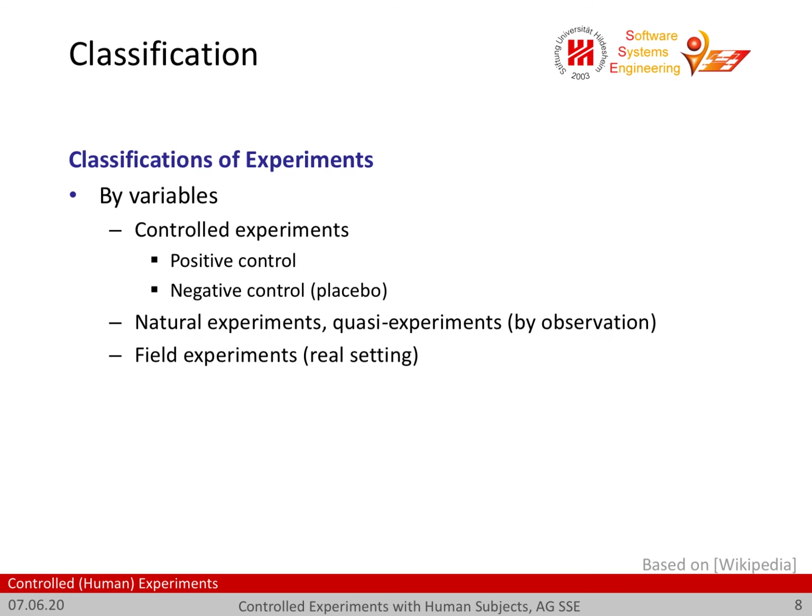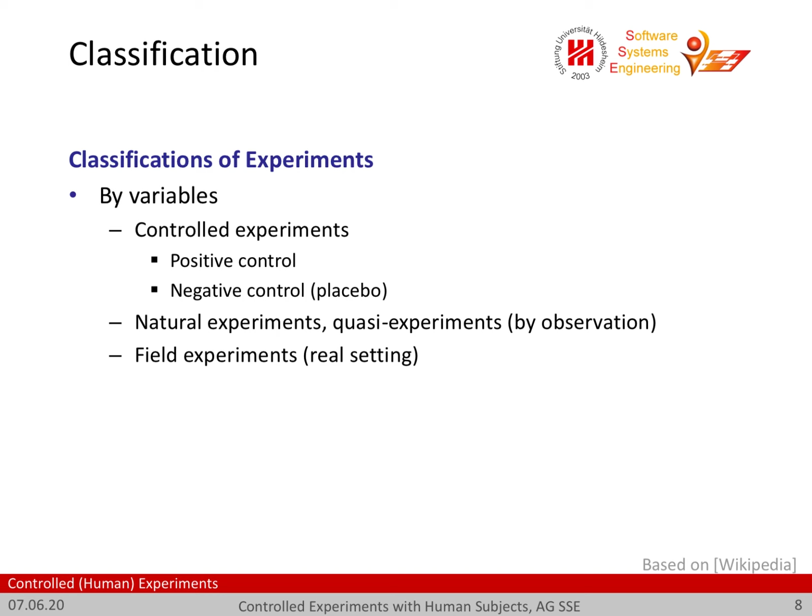Controlled experiments are not the only kind of experiments. There are actually several types of experiments, and we can classify these kinds of experimentation in different ways. The first would be by how we deal with the variables. In a controlled experiment, we change influencing variables rather explicitly.